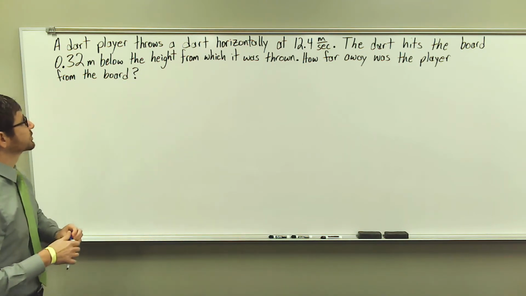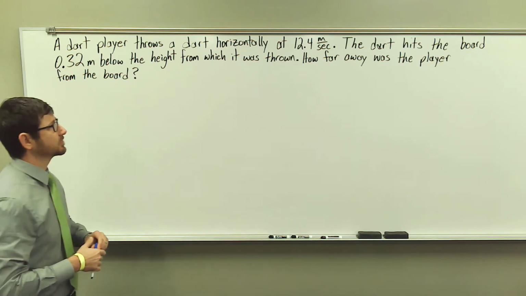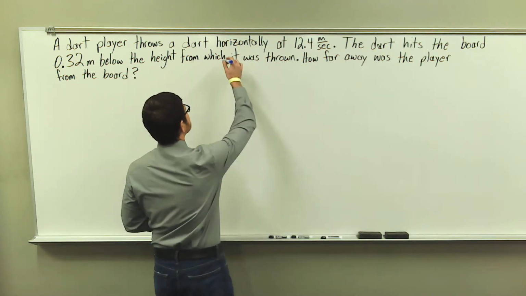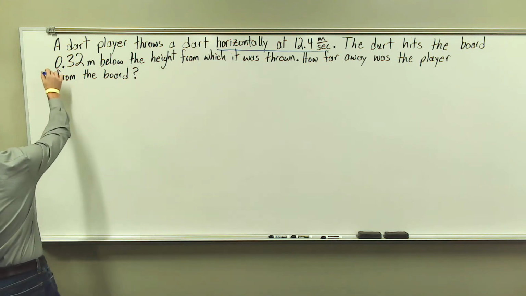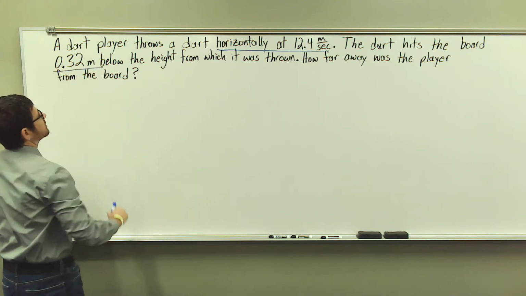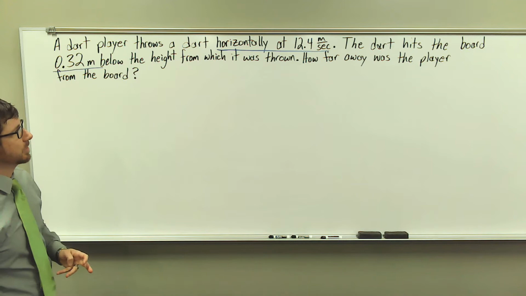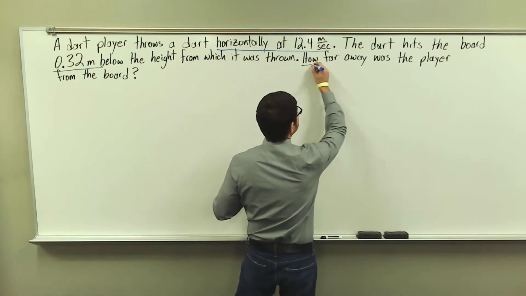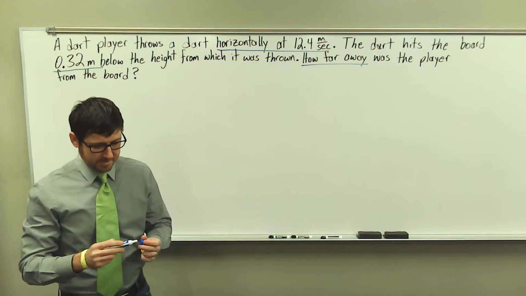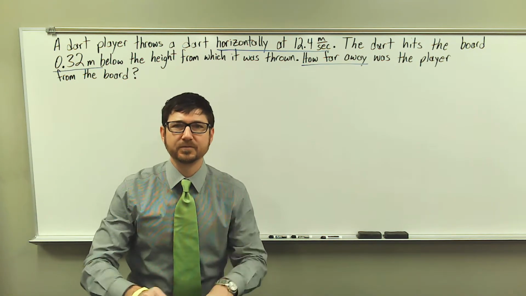A dart player throws a dart horizontally at 12.4 meters per second. The dart hits the board 0.32 meters below the height from which it was thrown. How far away was the player from the board? Okay, so we've underlined some important information.